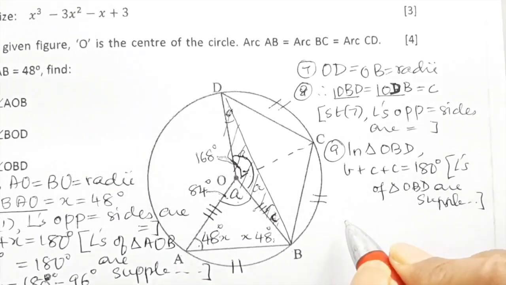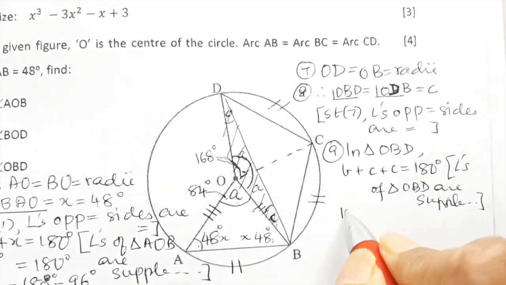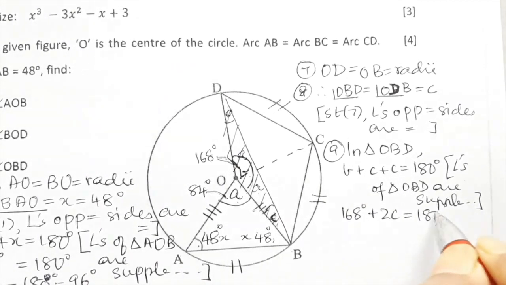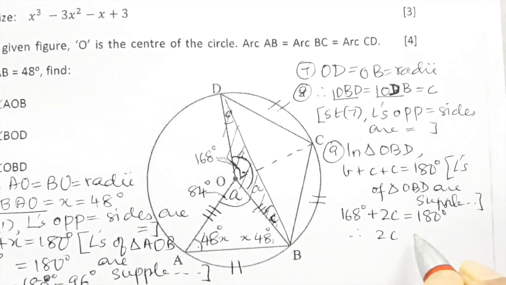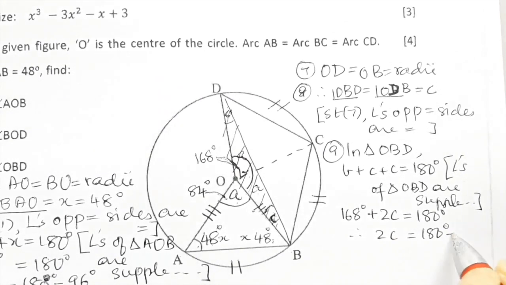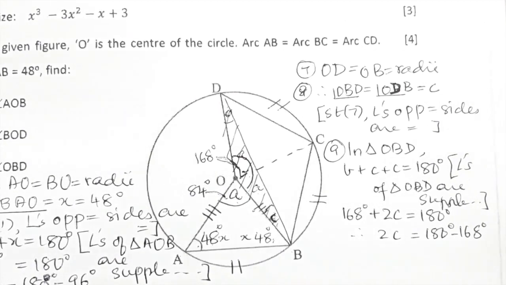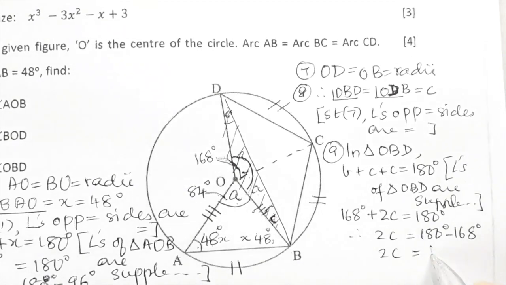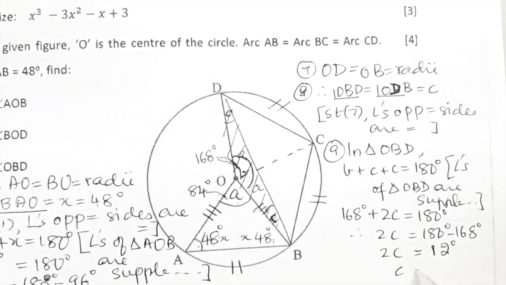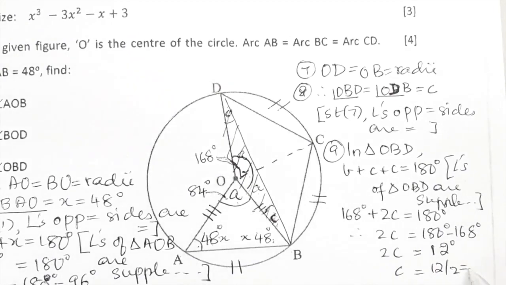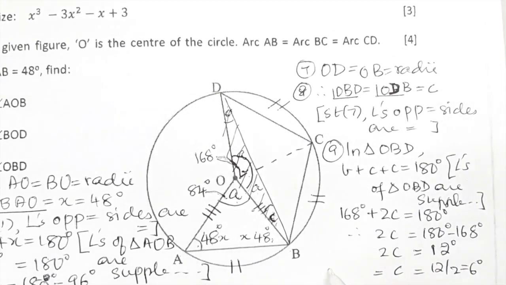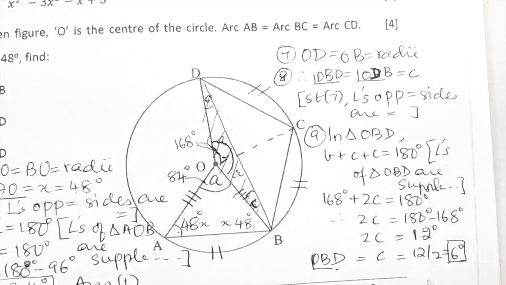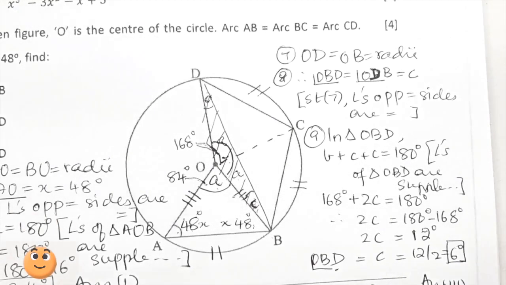Now what is the value of b? 168 plus 2c is equal to 180 degrees. Therefore, 2c is equal to 180 degrees minus 168. Correct? So 2c is equal to 12 degrees, and c will be equal to 12 upon 2, which is 6 degrees. What is c? Angle OBD. So angle OBD is 6 degrees, and that is our answer 3.